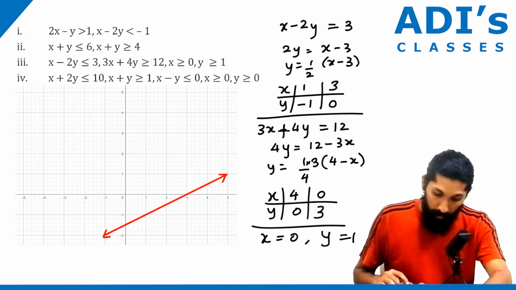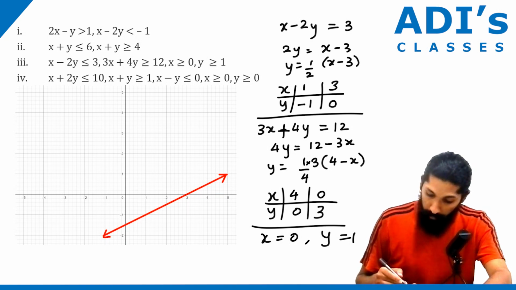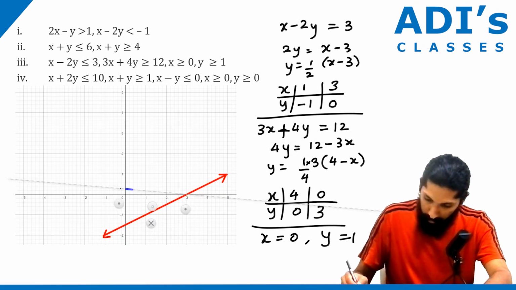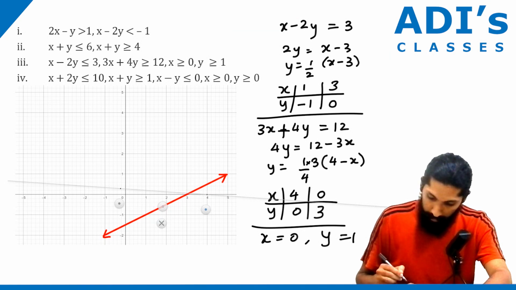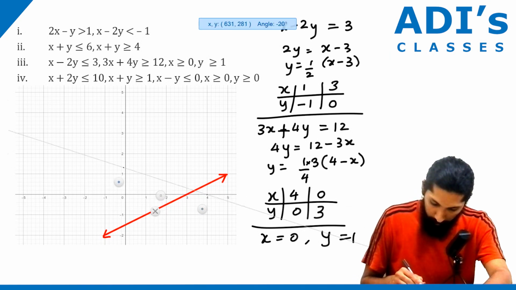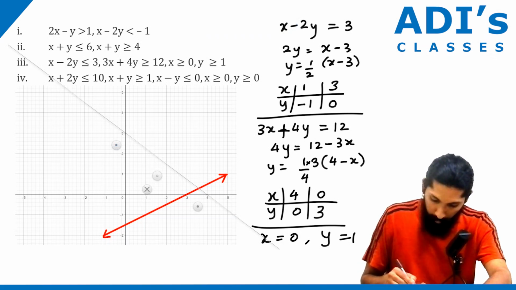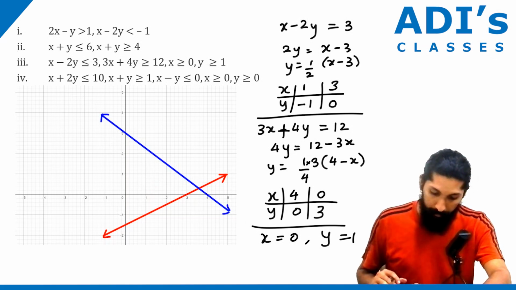Alright. The next one is 3x plus 4y. So that means when x is 4, y is 0. So this is the first point. When x is 0, y is 3. So you have the next line which is going to be like this. This is the next one.